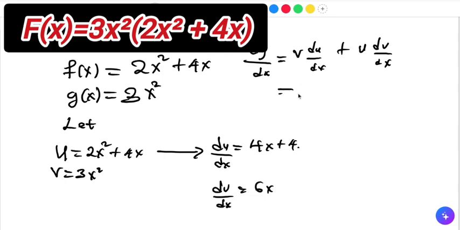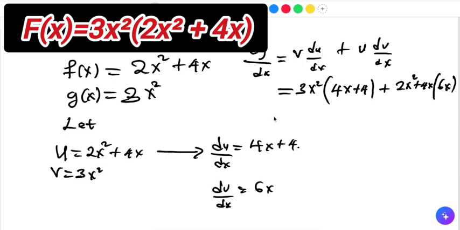So it's just very simple. So what do we have on this part? Our v is 3x squared. What about du/dx? du/dx, we have 4x plus 4, then plus our u is 2x squared plus 4x. Then what is our dv/dx? dv/dx is 6x. So what are we going to have? Here I'm going to multiply. So we have 12x to the power 3 plus 12x to the power 2, then plus this 6x is going to multiply everything here throughout. So it's more like we have the open bracket and close bracket.